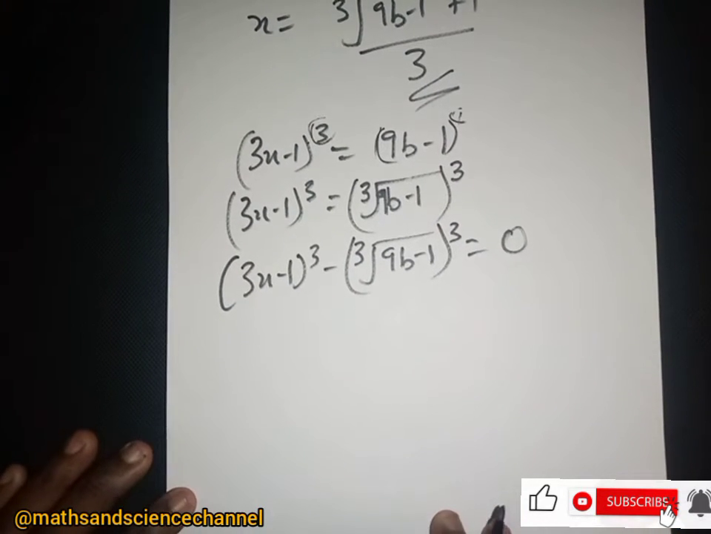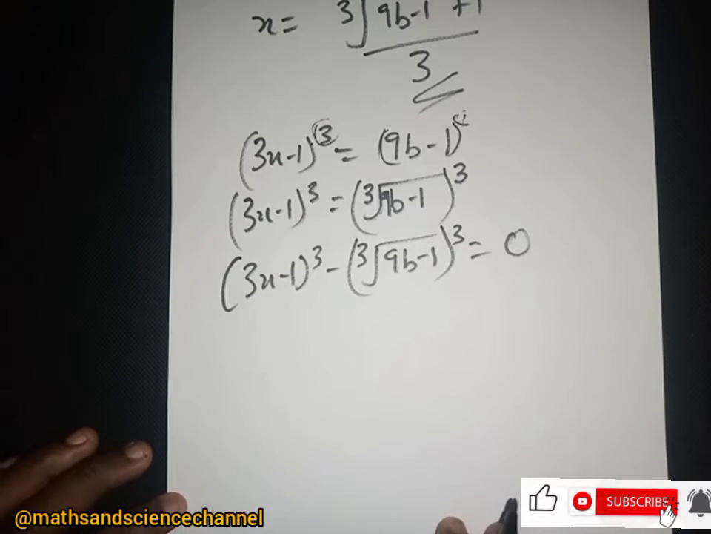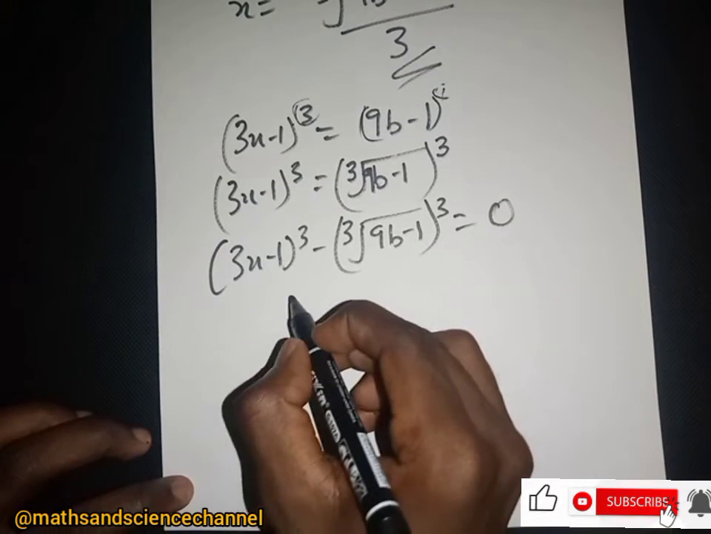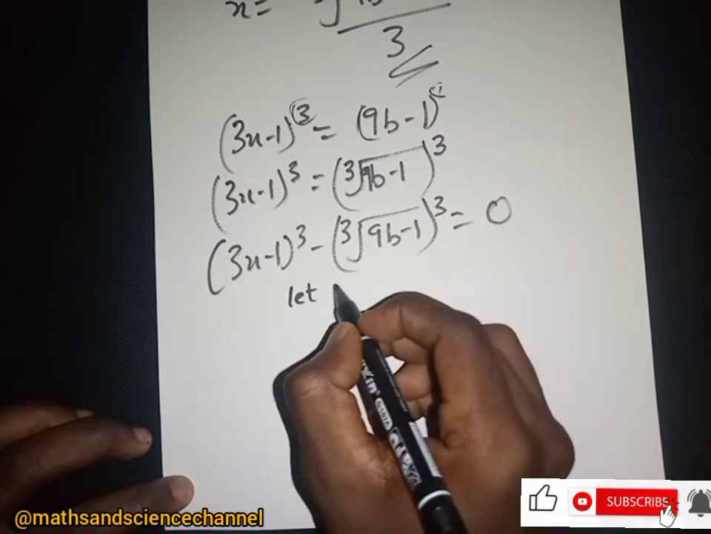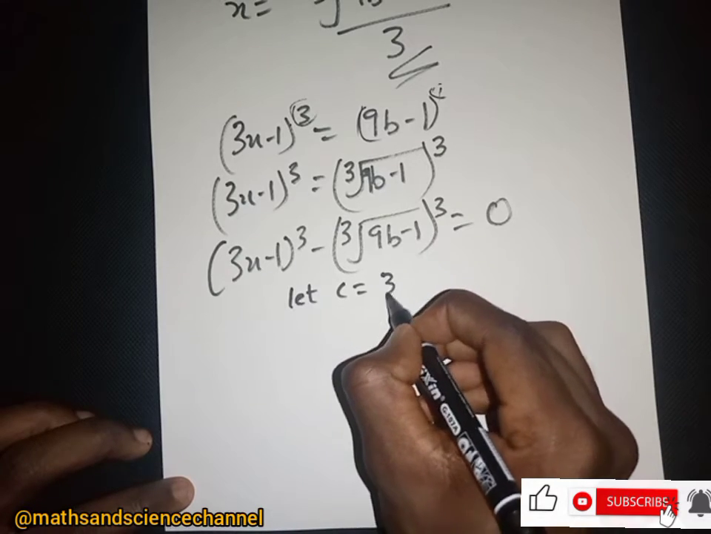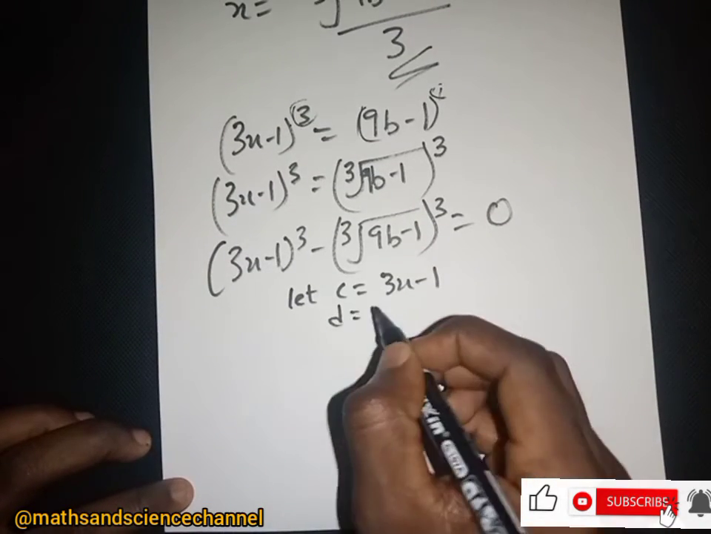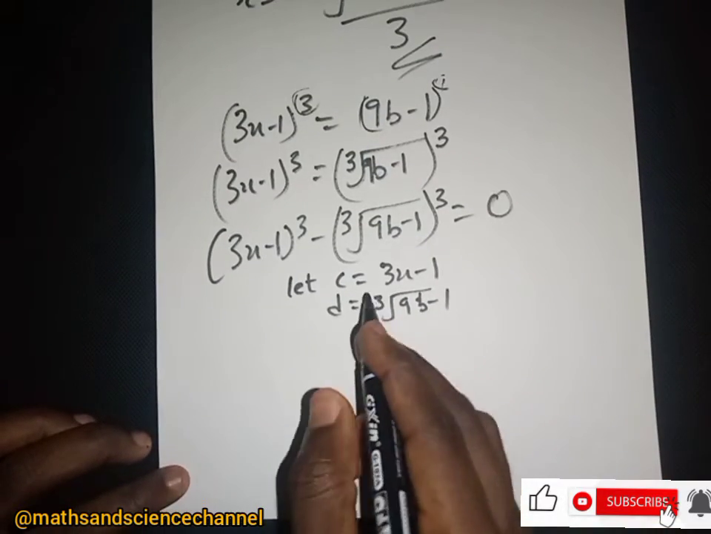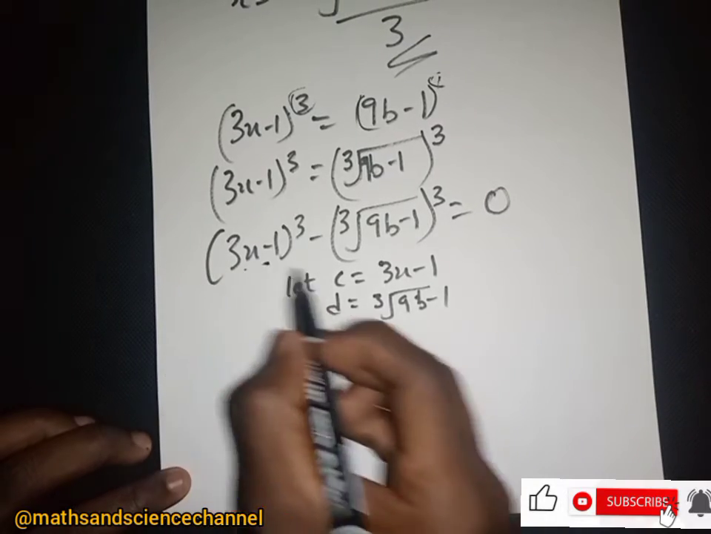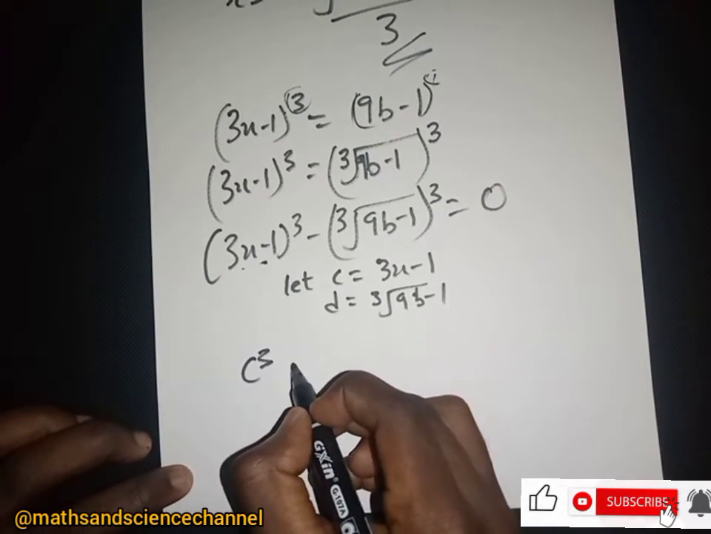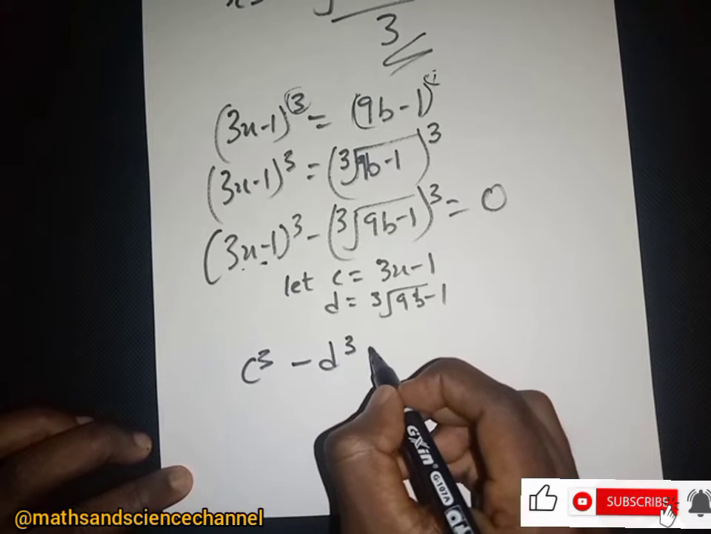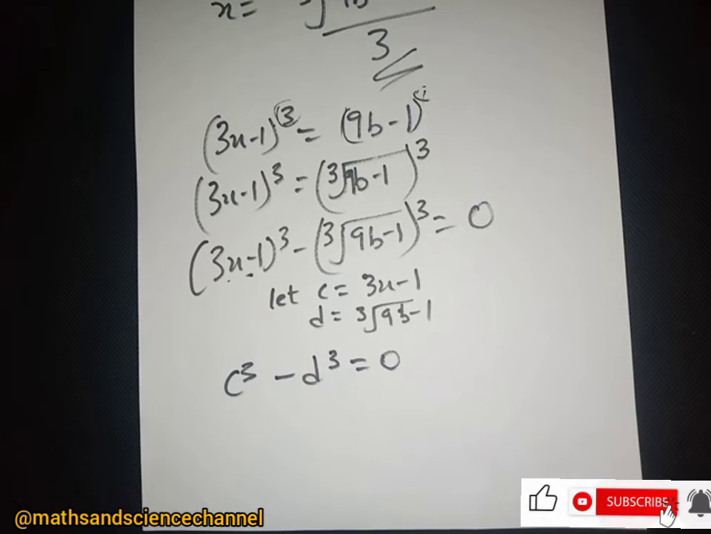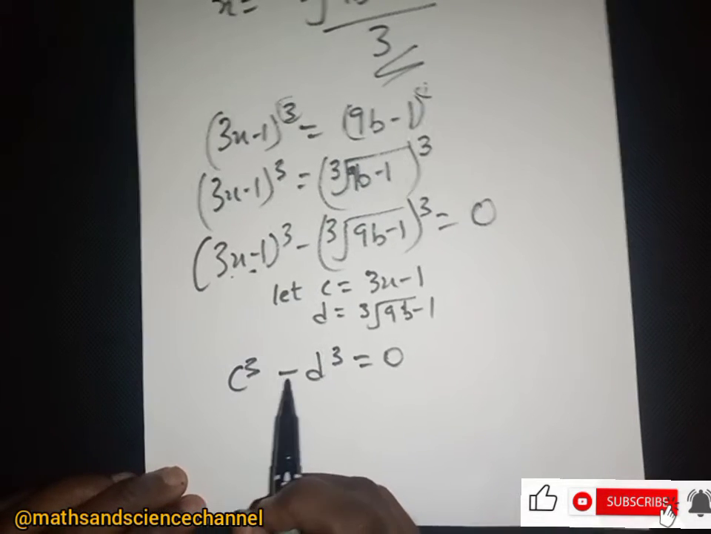Okay, so what we are going to do is to set these values here to a variable, right? So let's say let c be equal to just 3x minus 1, and let's say d here is equal to the cube root of 9b minus 1. So if that is the case, then now we have c cubed minus d cubed being equal to 0. Now the question is, how do we factor this? So we have realized that we have a difference of 2 cubes, right?